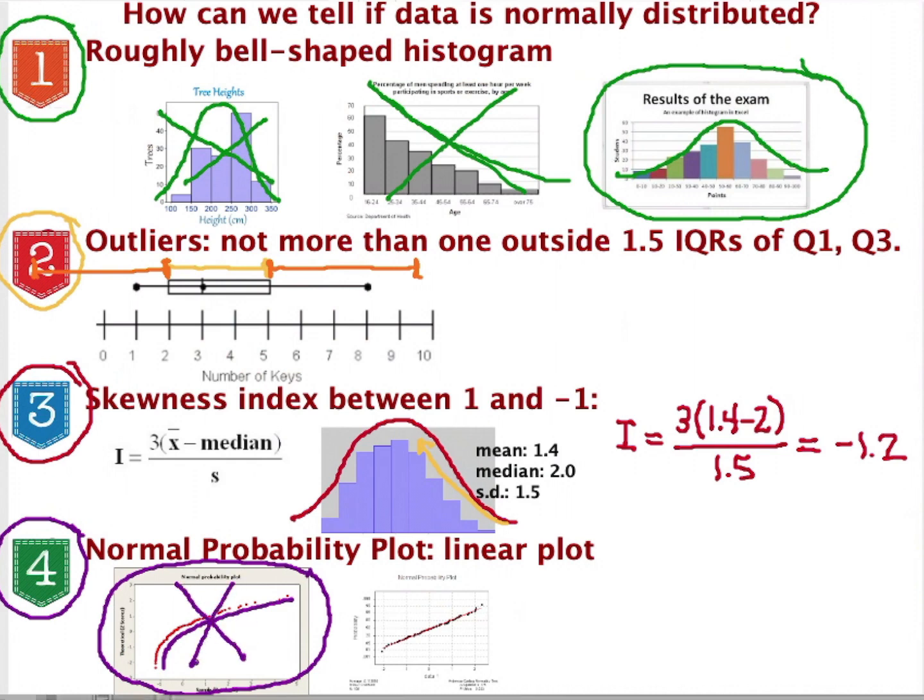So if your normal probability plot looks like that, we would say, nope, we should not be using a normal distribution on this data. Whereas if your normal probability plot looks like this, that's pretty nice and linear. So that is a sign that I might want to use a normal distribution to analyze that data.